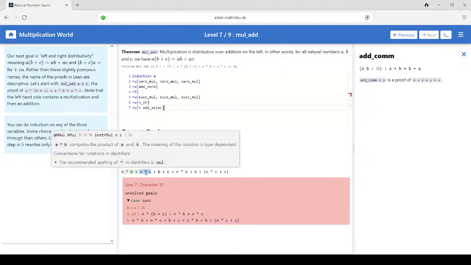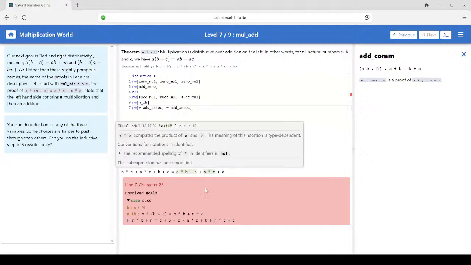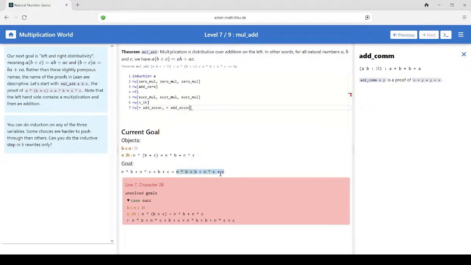N times b plus n times c plus b plus c. Hold on. Do it again. Yeah. Okay, we got rid of the parentheses. n times b plus n times c. Now I just need to get some of these switched around. In fact, I only need to get n times c and n times c.